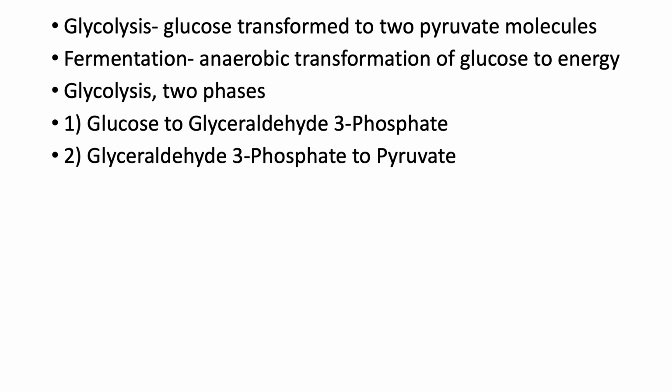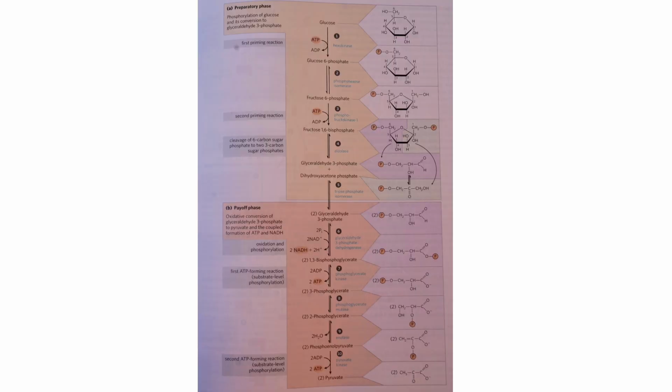In fermentation, you get anaerobic transformation of glucose to energy. And glycolysis is in two phases. The first phase is glucose being converted to glyceraldehyde 3-phosphate. And then the second phase, glyceraldehyde 3-phosphate is converted to pyruvate. So let's look at the overview of this pathway for our own edification.